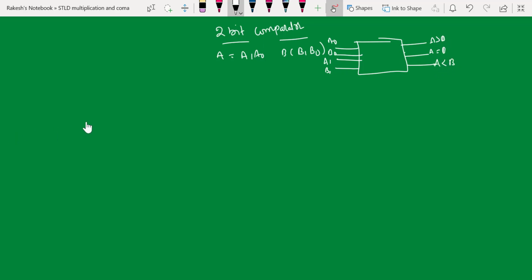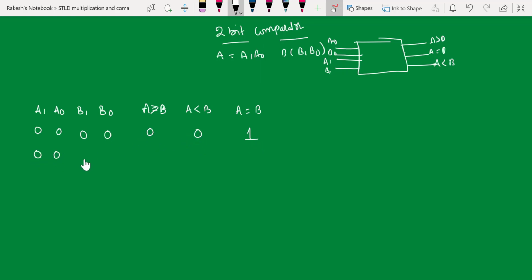That means you are going to have a total of 4 inputs that I am going to take here. That is A1, A0, then B1, B0. Then you are going to have outputs as A greater than B, then A less than B, and A equals to B. I am going to consider all possible combinations. Let's take both as 0 0. In this case, my A equals to B will be 1 and the rest are all zeros.